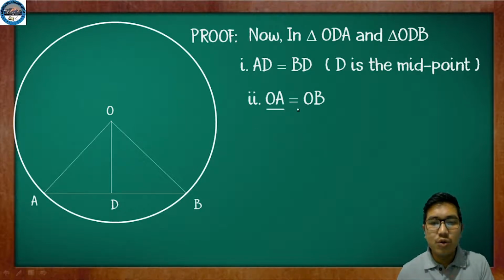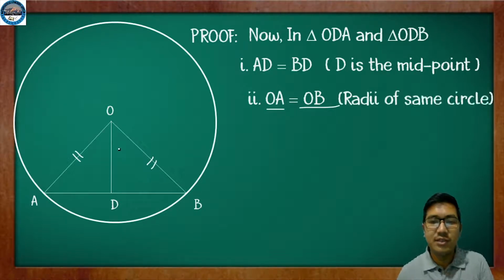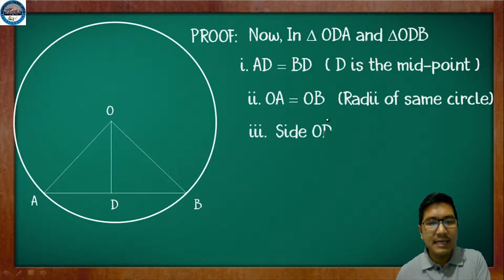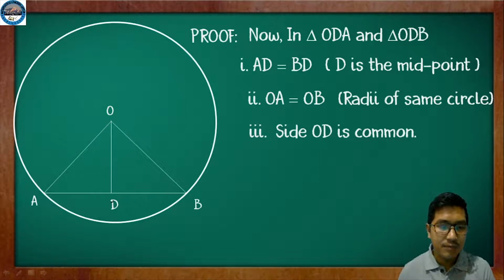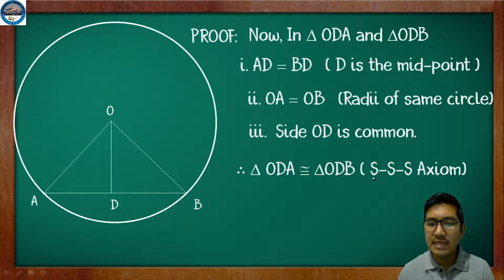OA is equal to OB. The length OA, this length here, will be equal to OB. And why is that so? Because it is the radius of the circle. So OA is also the radius of the circle and OB is also the radius of the circle, so that must be equal. It is of the same circle, so it is equal. So OA is equal to OB. And the last line that we see is that OD is common to both. So we have three sides equal. So by side axiom, we have ODA is congruent to ODB.